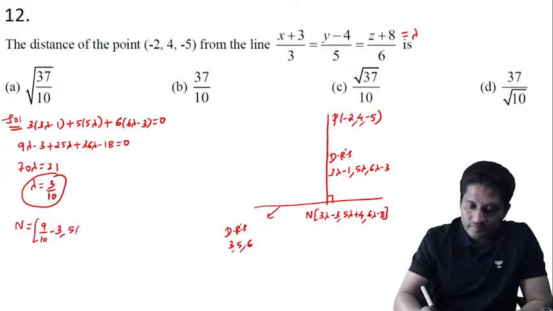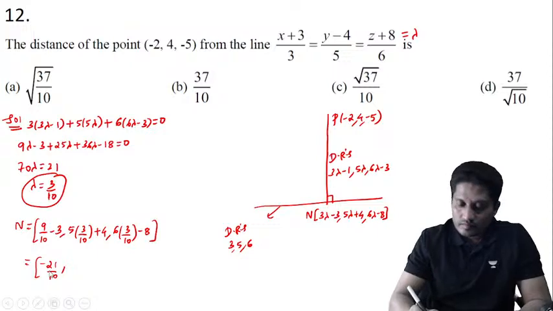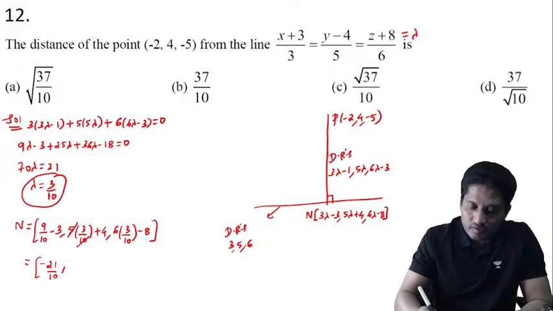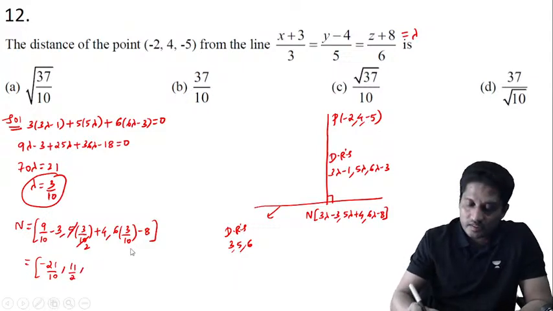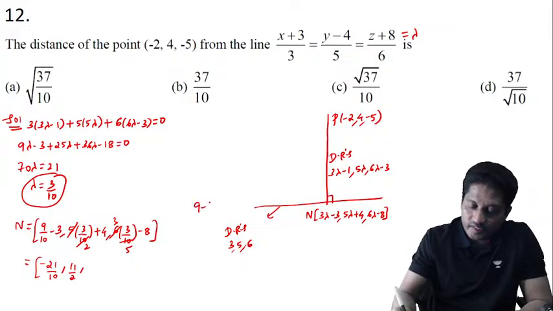Okay, and then you get 5 into 3 by 10 plus 4. Then you get 6 into 3 by 10 minus 8. Okay, so this is 30, right? So minus 21 by 10. Alright, and then you get, this will cancel 2 times, 11 by 2. Right, and then this is 2 3s, 3 5. You will get this as 9 minus 5, it's 40, minus 31 by 5.